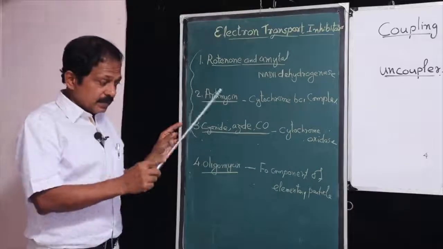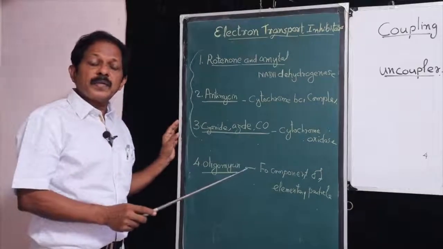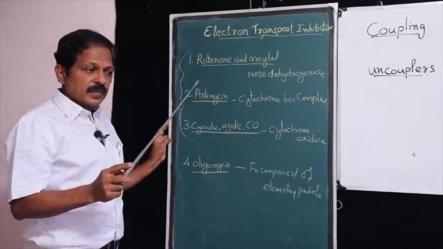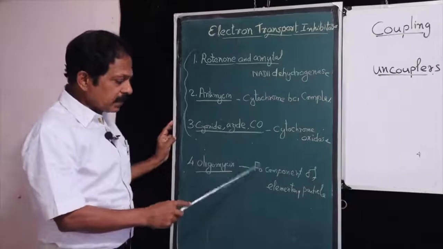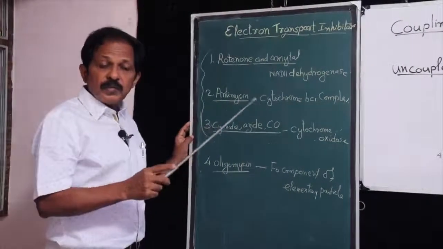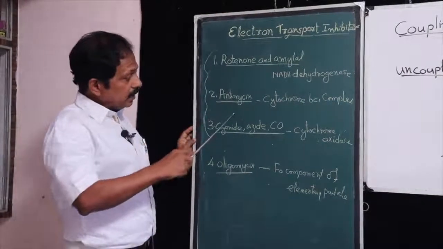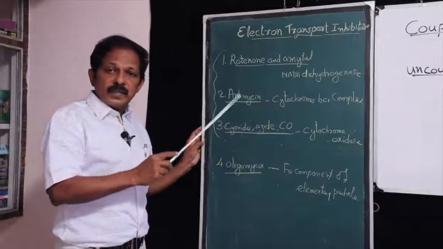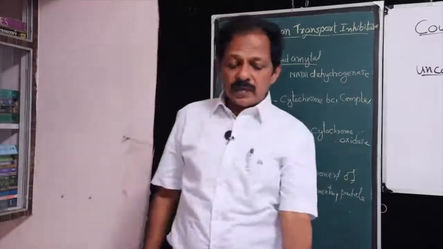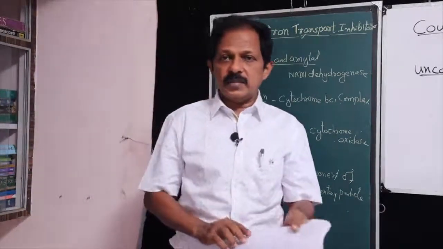But oligomycin will inhibit the F0 component of the elementary particle. The elementary particle consists of F0 and F1, the head part being ATP synthase, and the F0 component is inhibited. So, oligomycin inhibits ATP production. So, remember, all these are related to or inhibit the ETC, but the ATP production will also be inhibited. So, now we can study or answer certain questions.